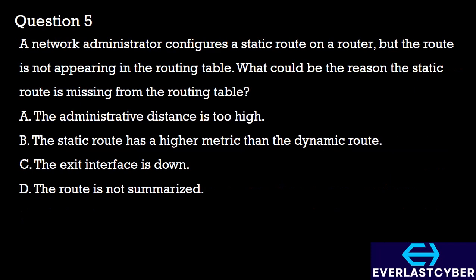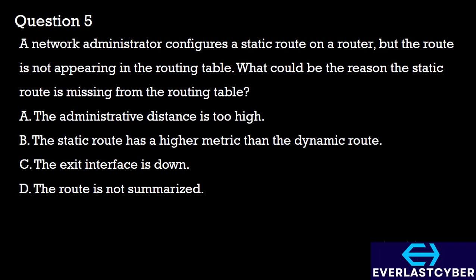Question 5. A network administrator configures a static route on a router, but the route is not appearing in the routing table. What could be the reason the static route is missing from the routing table? A. The administrative distance is too high. B. The static route has a higher metric than the dynamic route. C. The exit interface is down. D. The route is not summarized.